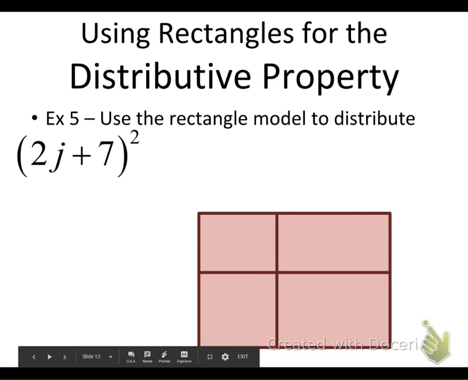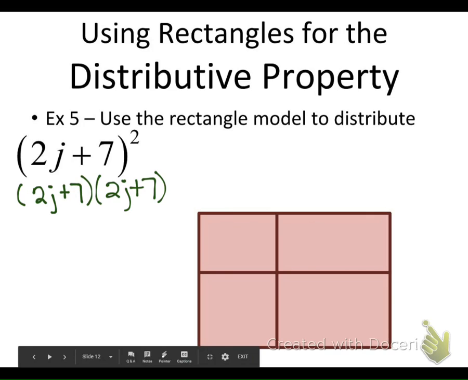What is another way to write this? 2j plus 7 squared. If this is being squared, it means we're basically taking 2j plus 7 times itself, right? So if I take 2j plus 7 times itself, it's going to be 2j plus 7 times 2j plus 7.